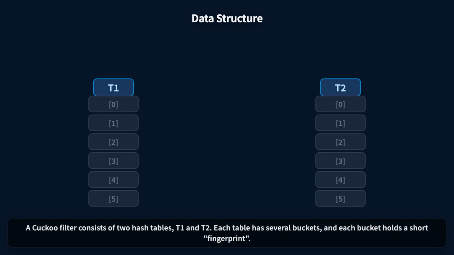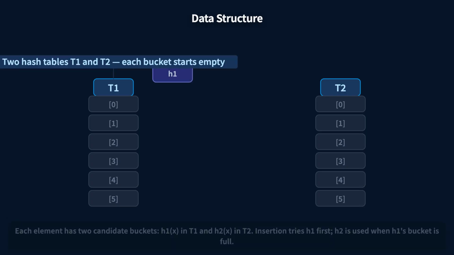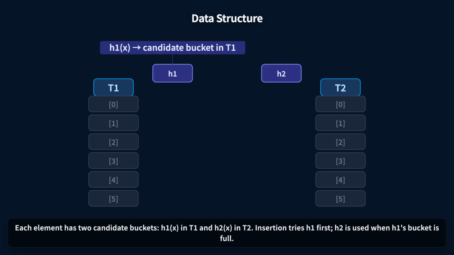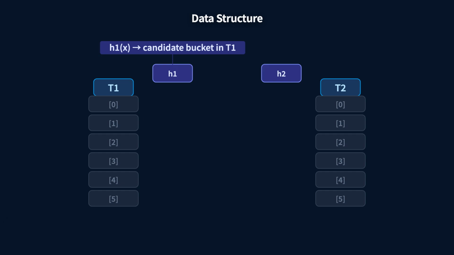The cuckoo filter consists of 2 hash tables, T1 and T2. Each table has several buckets, and each bucket holds a short fingerprint. Each element has 2 candidate buckets, H1(x) in T1, and H2(x) in T2. Insertion tries H1 first. H2 is used when H1's bucket is full.